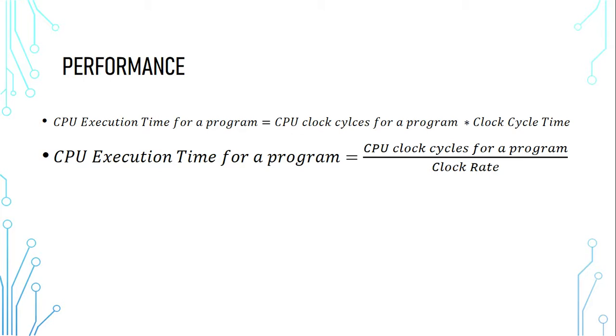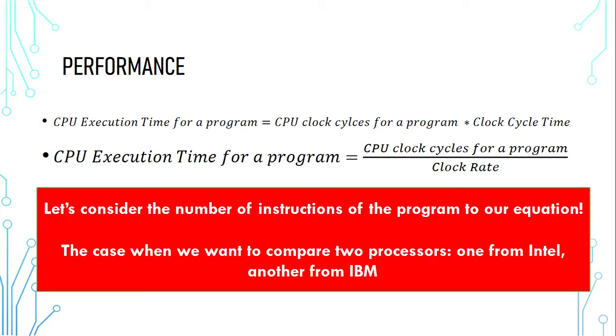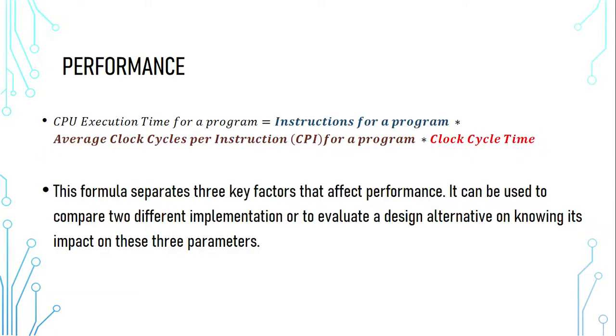Let's change our equation in a way to consider the number of instructions of the program. It's important because different processors with different ISAs have a different sequence of instructions for an identical high-level program. This formula shows that the execution time of a program is affected by three parameters: instructions per program, average clocks per instruction or CPI, and clock cycle time.